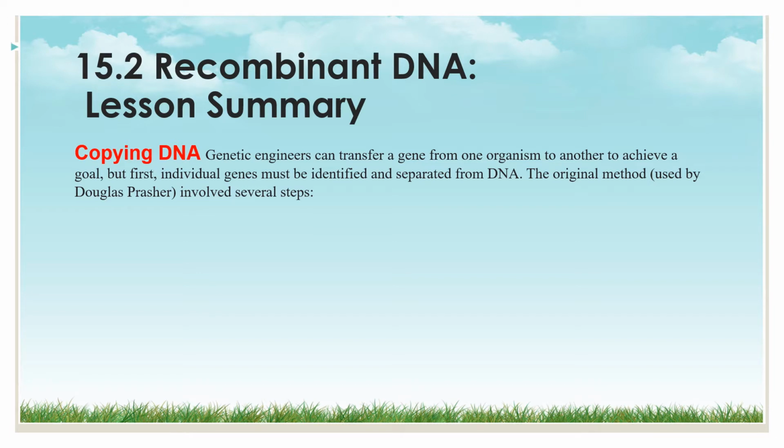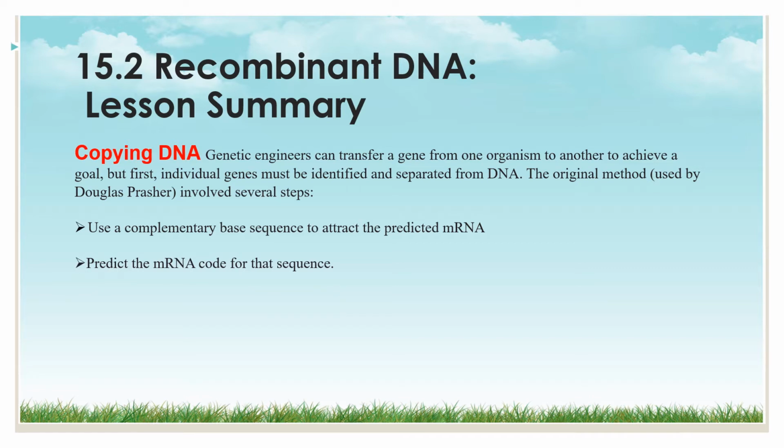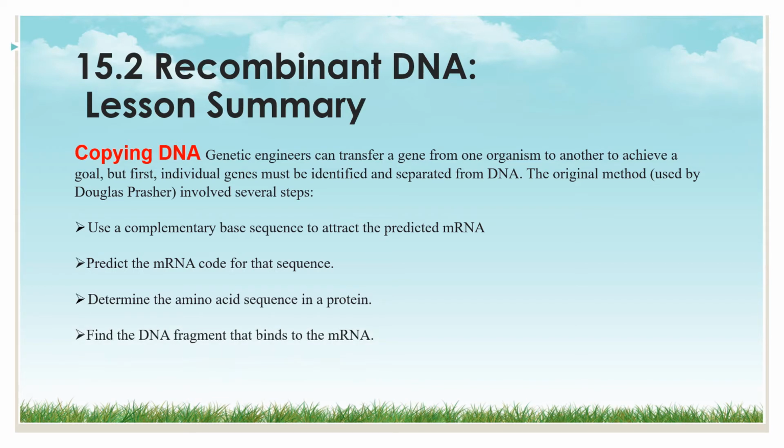So let's first summarize 15.2, recombinant DNA. In copying DNA, genetic engineers can transfer a gene from one organism to another to achieve a goal, but first, individual genes must be identified and separated from DNA. The original method, which is used by Douglas Brashear, involved several steps. Use a complementary base sequence to attract the predicted mRNA. Predict the mRNA code for that sequence. Determine the amino acid sequence in a protein, and find the DNA fragment that binds to the mRNA.